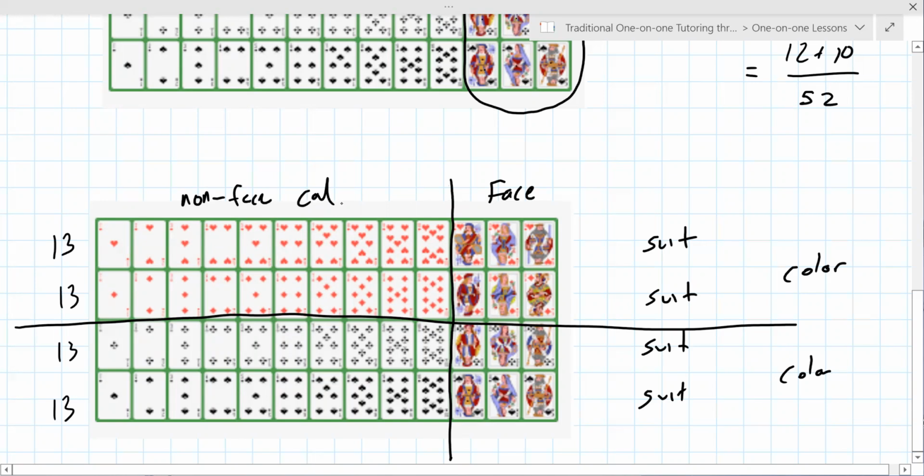Yes. And again, having the sample space, and that this is the sample space, like all the possibilities, really helps to be able to answer these questions.